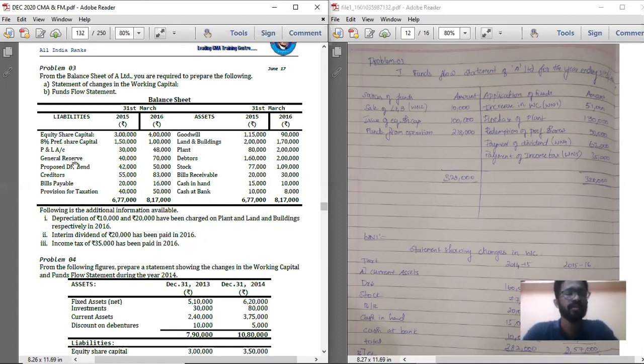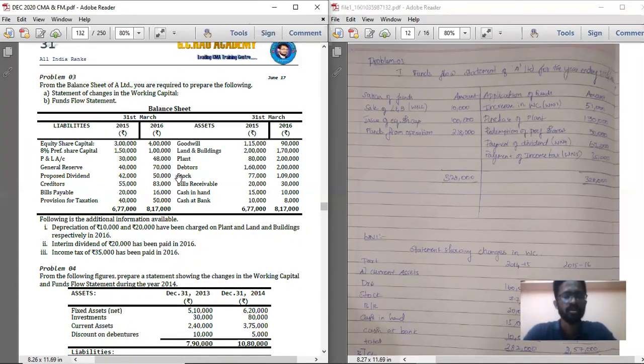So 20,000 is the interim dividend, and 42,000 is the proposed dividend of the previous year. Both put together, how much is it? 42 plus 20, 62. So 62,000 you should pay. So payment of dividend 62,000 in the application of funds. Next is income tax of 35,000 paid in 2016. So you are paying 35,000 out of your funds. This income tax you should take to the payment of income tax in the application of funds column, 35,000. Simple, that's all. You should solve the problem, so you have clarity over the question. Same repeated adjustments are given.